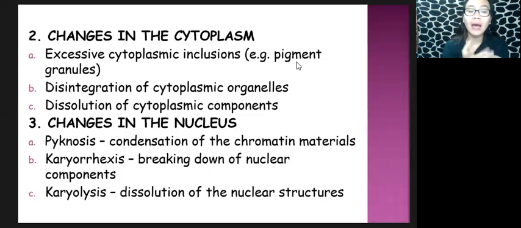In addition to disintegration, dissolution of your cytoplasmic components can also happen, because again, your cell is abnormal, and so are its parts. So you don't expect your structures or your components to be normal. They do not just disintegrate, they can also undergo dissolution. So they are broken down because they are abnormal.